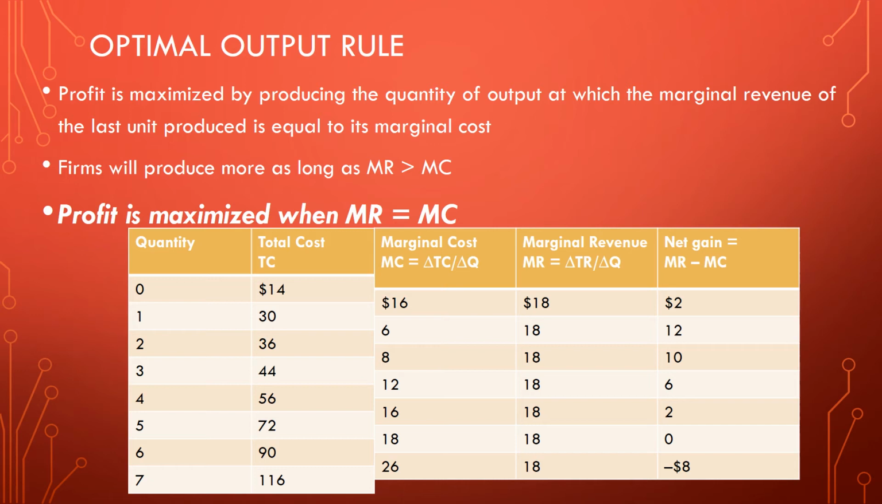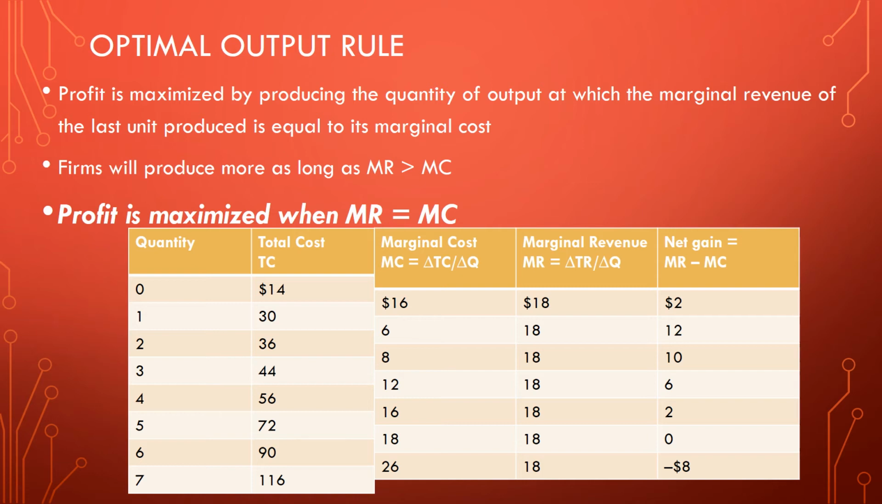All right, so in this table below, let's look at the third unit, for example. Total cost is 44. Our marginal cost is 8 because total cost for 2 units is 36, and for the third unit it was 44. 44 minus 36 is 8. That's our marginal cost. In this case, the price equals $18. So every unit sold adds $18 to our marginal revenue. So marginal revenue is greater than marginal cost, so we should keep producing additional units.